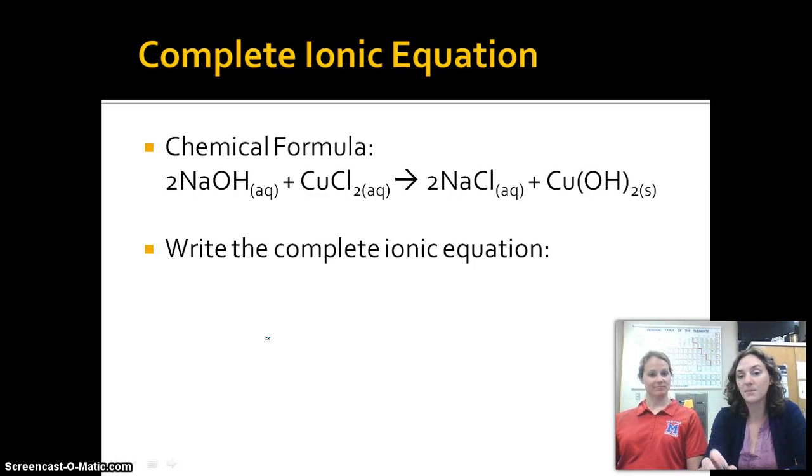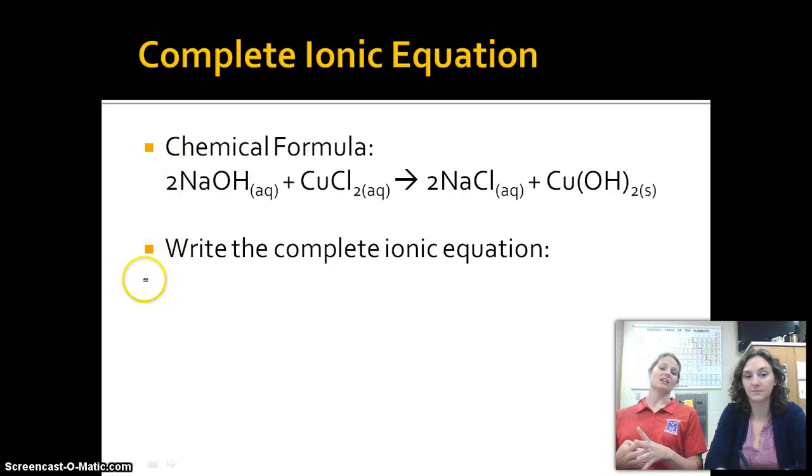So this is a precipitate reaction. You've got your solid at the end. Solid is going to stay as a solid chunk. You only have to separate out into ions anything that is aqueous in an ionic equation, because if you separated out everything, it would all cancel when we go to the canceling part of this. So we separate out into ions anything that's aqueous.